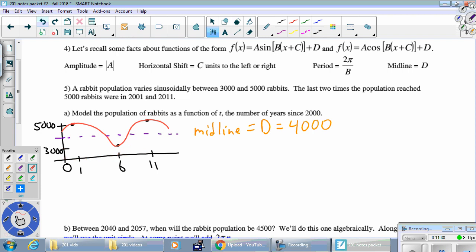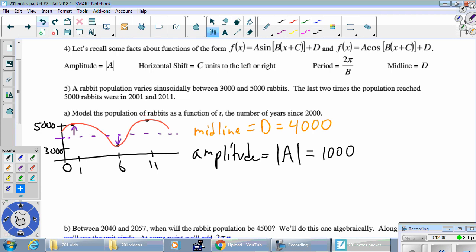Okay, next thing to calculate. How about we do the amplitude right now? So the amplitude is the absolute value of A, and looking at our picture, we know amplitude is how far it is from the middle to the top. So for example, from 4,000 up to 5,000, or equivalently, from the middle to the bottom, 4,000 to 3,000. Either way, it is 1,000. So the amplitude is 1,000.